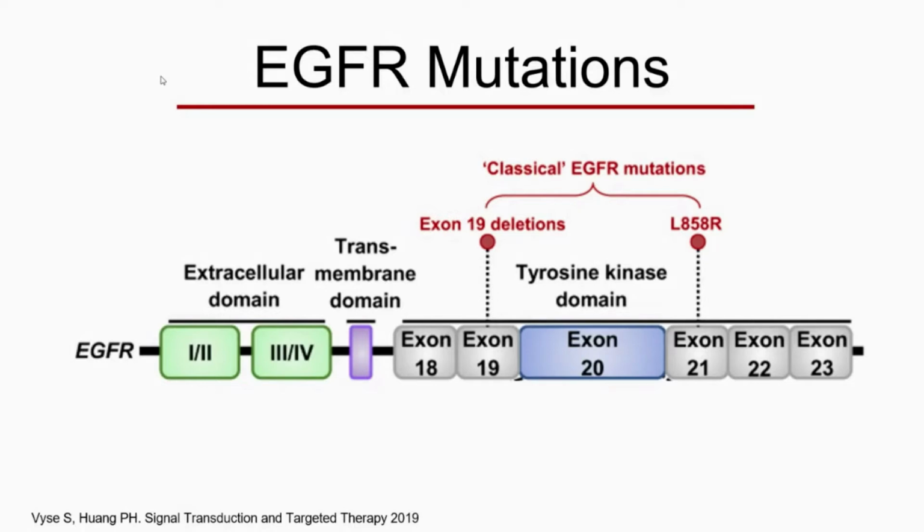So classical mutations make up about 85%. I'm going to talk to you about the other 15%. So if we go to the next slide.